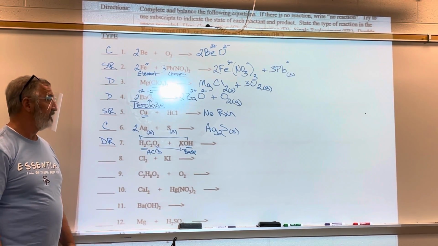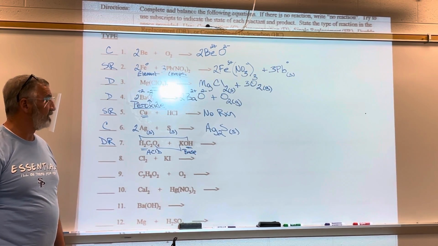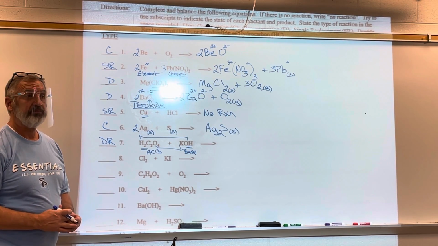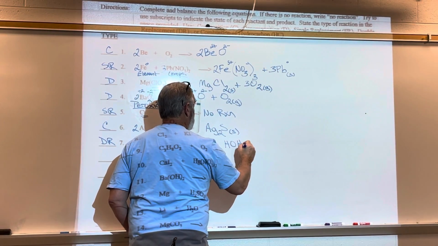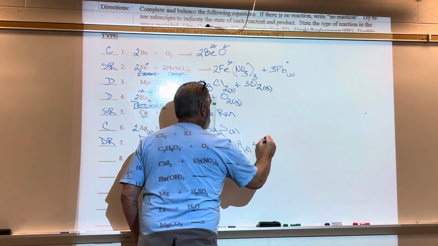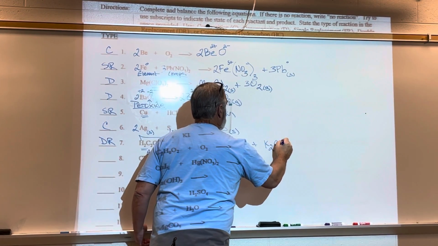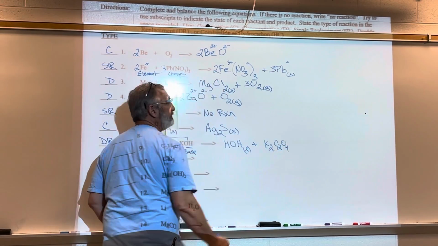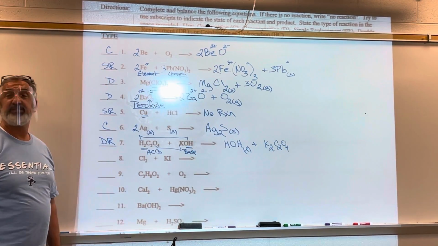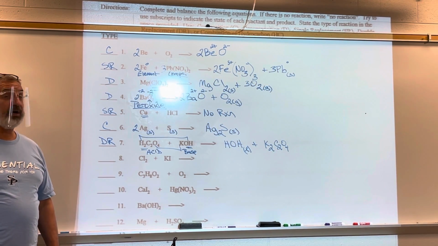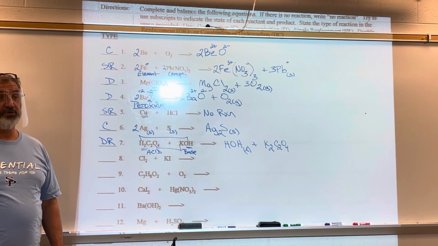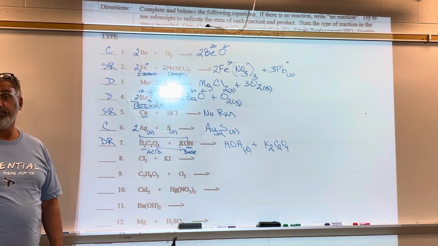Double replacement. So what do we get? HOH, water, plus K2C2O4. Why K2? To balance it, because C2O4 is -2, and potassium is +1. Okay?